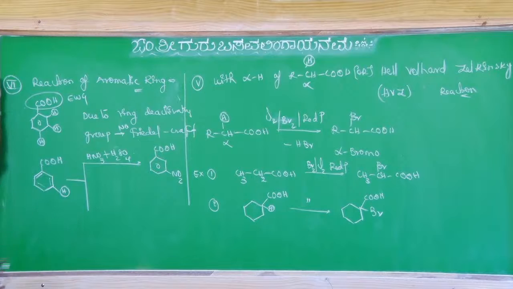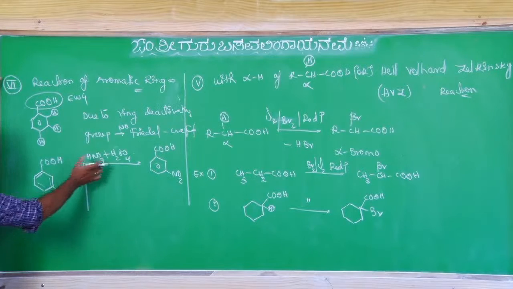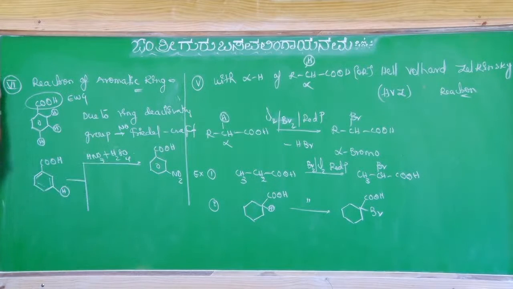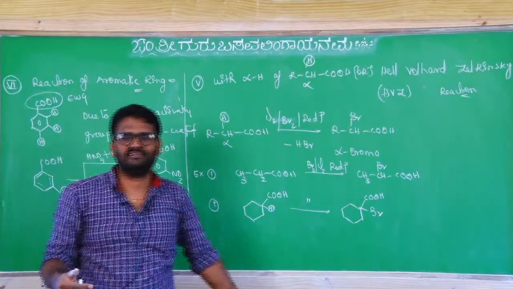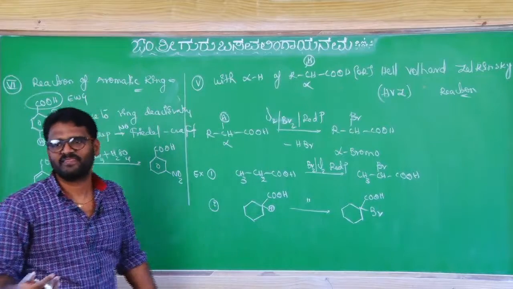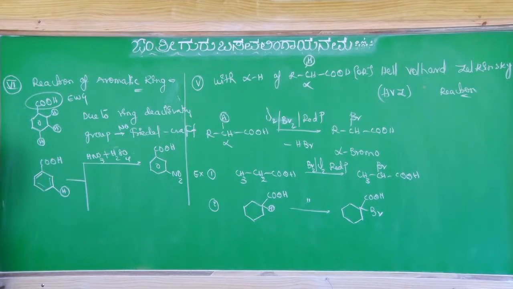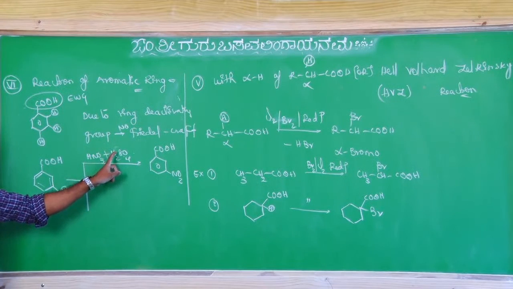But what is the main use of this nitration mixture? Directly you can take HNO3, no? Why are you taking H2SO4? Neutralize. Both are acids only. If it gives OH minus, then you will get the electrophile. So to generate the electrophile only we are taking H2SO4.